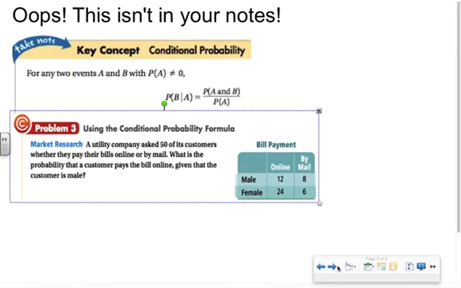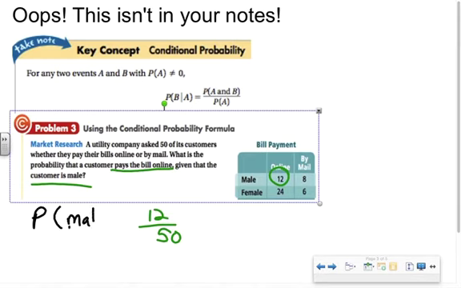So here, we want to use the formula, which means I want to start with the probability that they pay online and they are a male. So that's 12 out of 50 is my probability of male and online.